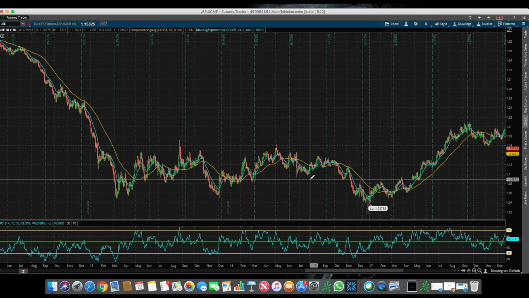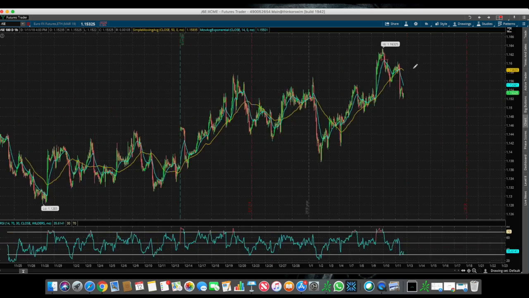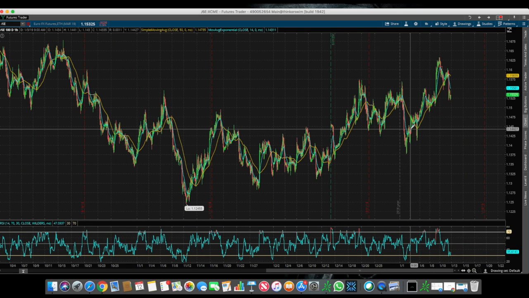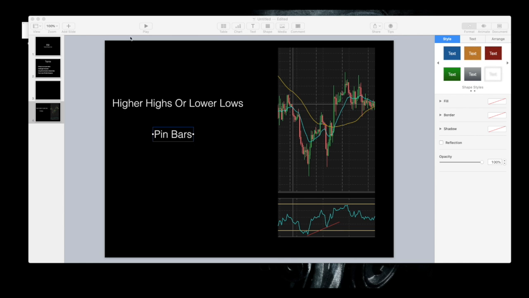All right, so now we will talk about the last part of the RSI, which is using trend lines and pin bar divergence, basically, guys. So now this is the last part of the RSI.